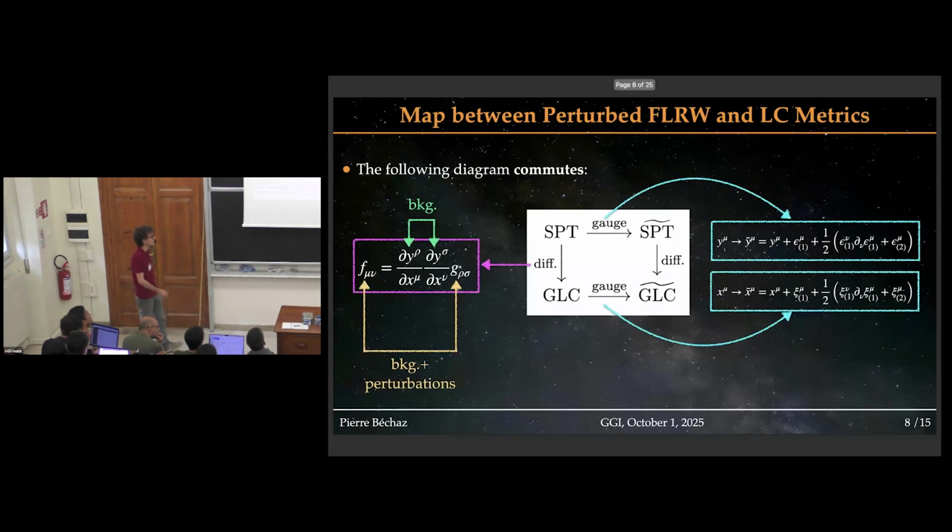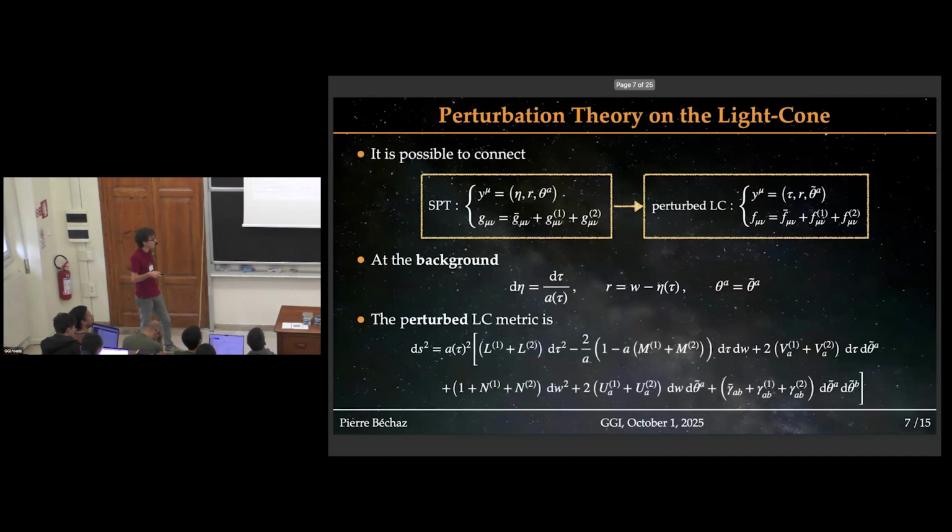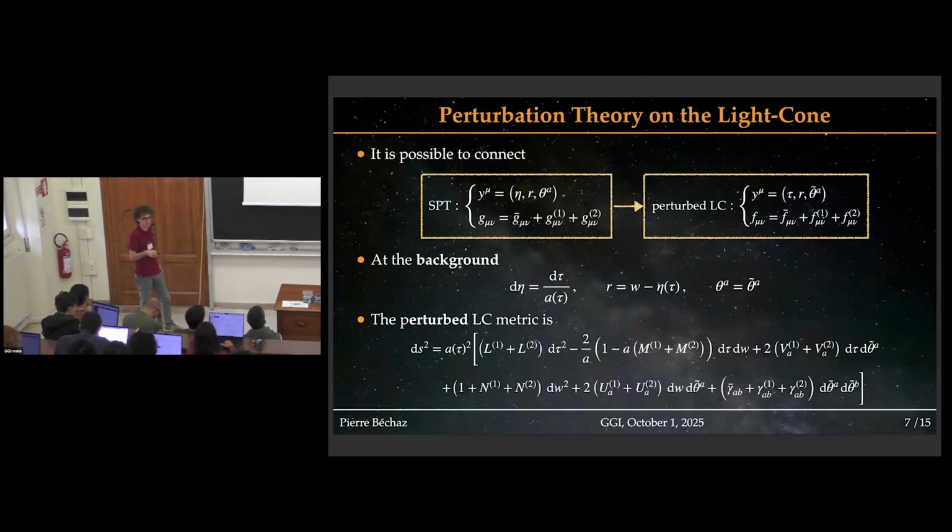cone geometry. And a nice point here is that by means of this diagram, you can produce non-perturbative formulae that connect standard perturbations and light cone perturbations, because in this kind of diffeomorphism, the perturbations are only encoded in the metric tensor, so the Jacobian only contains the background relations here.